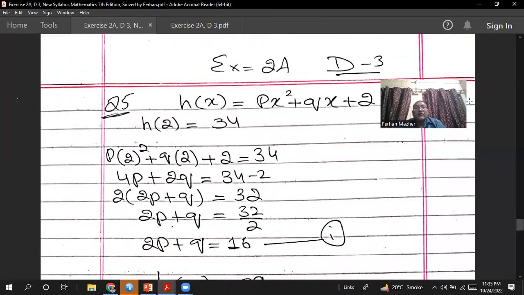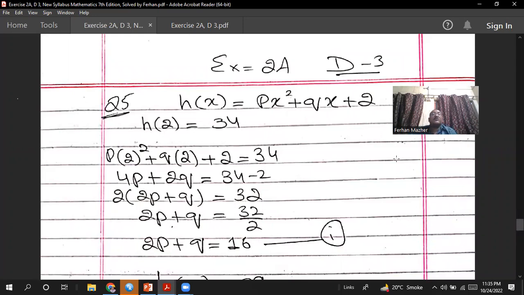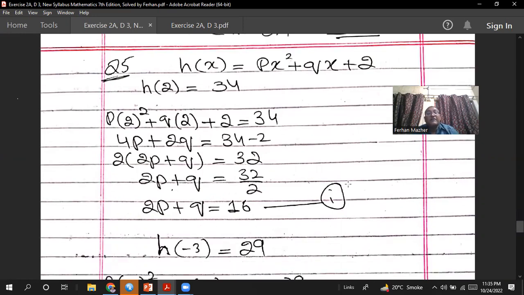h of x is equal to px squared plus qx plus 2. h of 2 is 34, so it will be p multiplied by 2 squared plus q multiplied by 2 plus 2 equals 34. So it will be 4p plus 2q equals 34 minus 2. So I will take 2 common: 2 bracket 2p plus q equals 32. That 2 will go to the other side and divide, so 2p plus q equals 32 by 2. So 2p plus q is equal to 16.